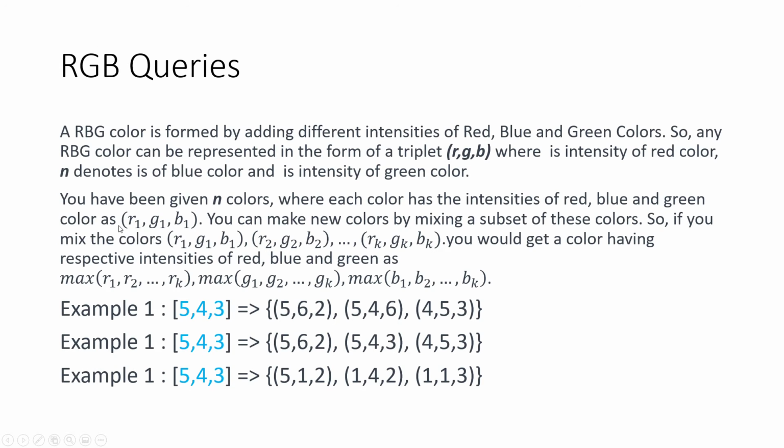such as R1, G1, B1. So you can make new colors by mixing a subset of these colors. If you mix colors R1, G1, and so on, then you will get a color having respective intensities of red, green and blue, where the algorithm for mixing the colors is to get the max value of R, the max value of G and the max value of B.